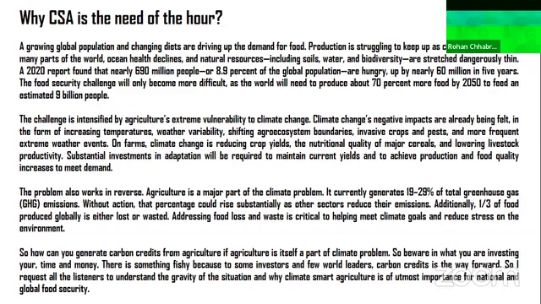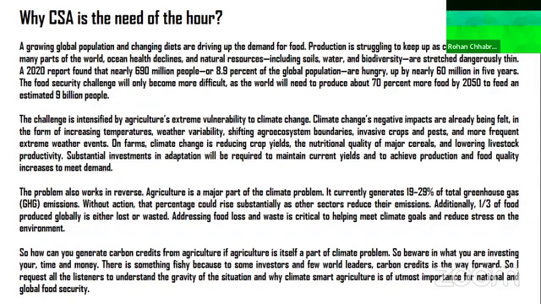Now, substantial investment in adaptation will be required to maintain current yields and to achieve production and food quality, basically. So the problem also works in reverse. Agriculture is a major part of the climate problem because 40% of the forest is being removed primarily to practice agriculture. Agriculture generates 19 to 25% of total greenhouse gas emissions, and without action, that percentage could rise substantially as other sectors reduce their emissions.